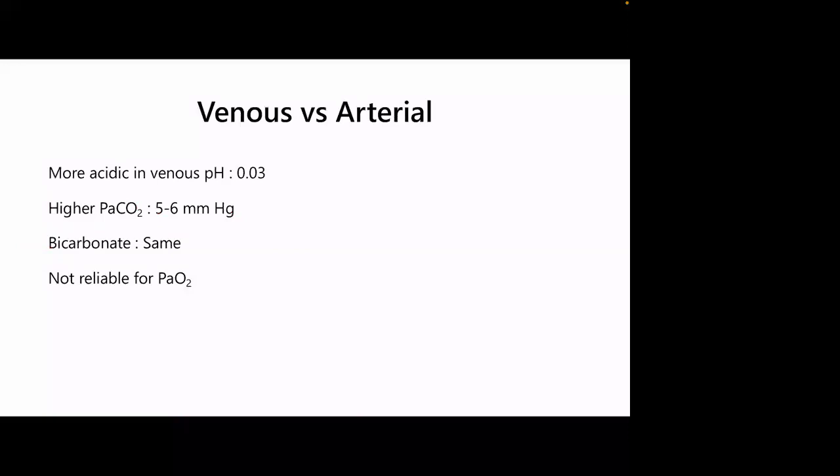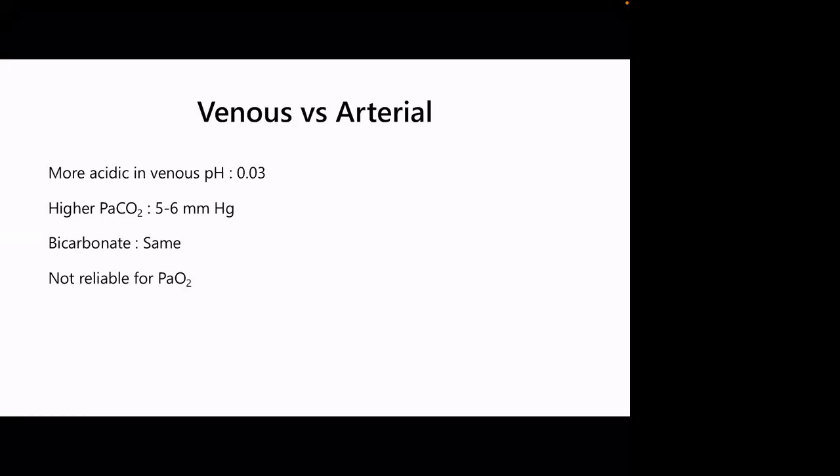Next is venous versus arterial. Nowadays, venous gases are being done more than arterial gases, because with an adequate venous sample and with a proper pulse oximeter, we can have proper monitoring of an infant if the baby is on ventilator.